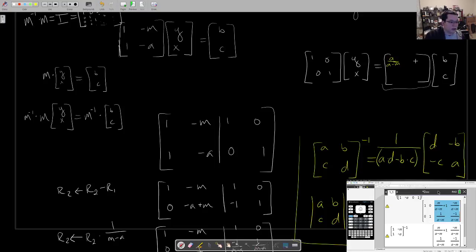This one will be m over m minus a. This one is 1 over a minus m. This one is 1 over m minus a.